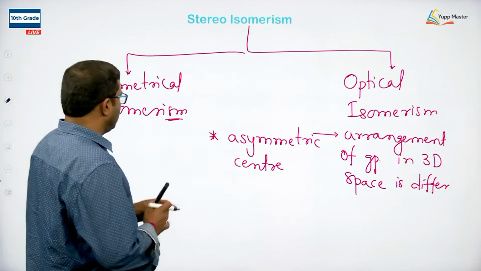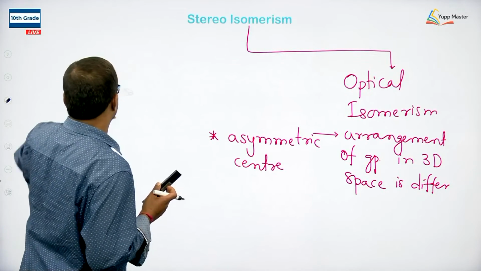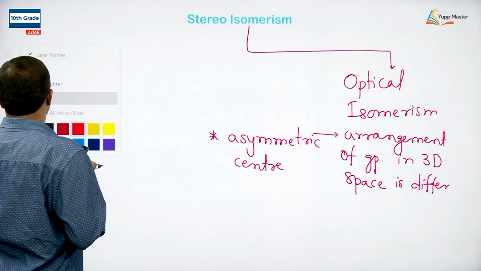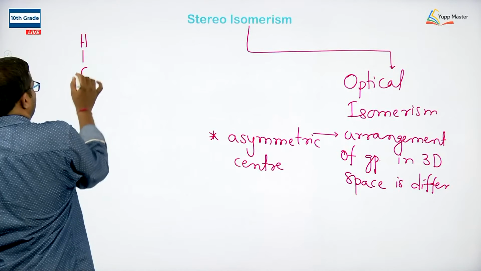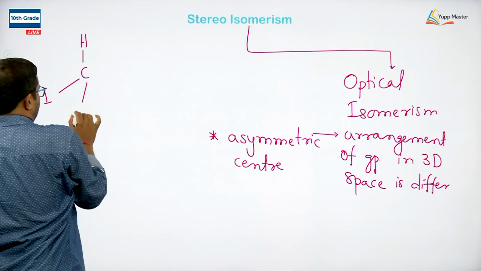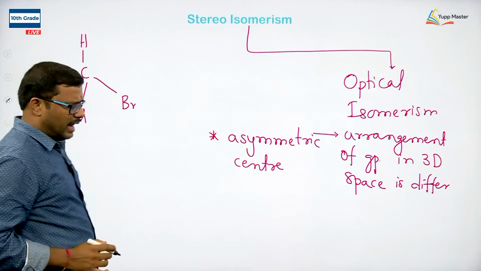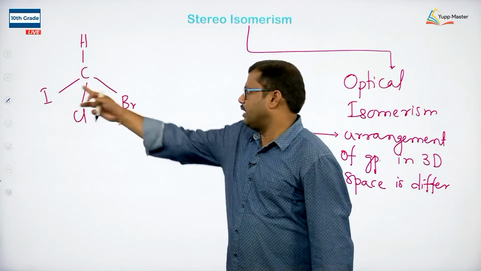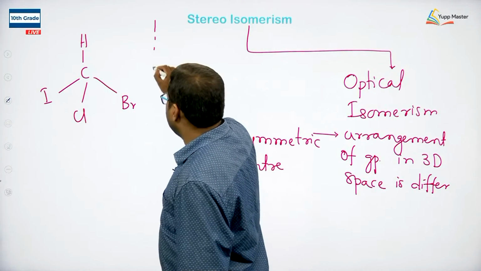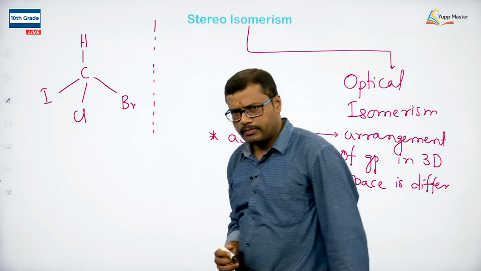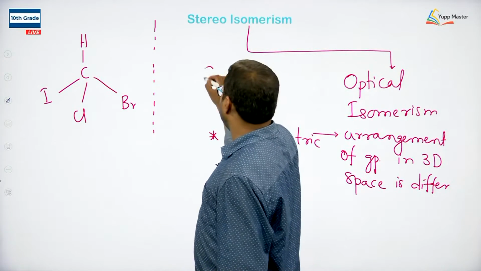if we look into the methane molecule having different groups arranged around it, let us say in case of methane I am replacing 3 hydrogens with 1 iodine, 1 chloro and 1 bromo. If I keep this molecule in front of a mirror, I am going to get the mirror image.